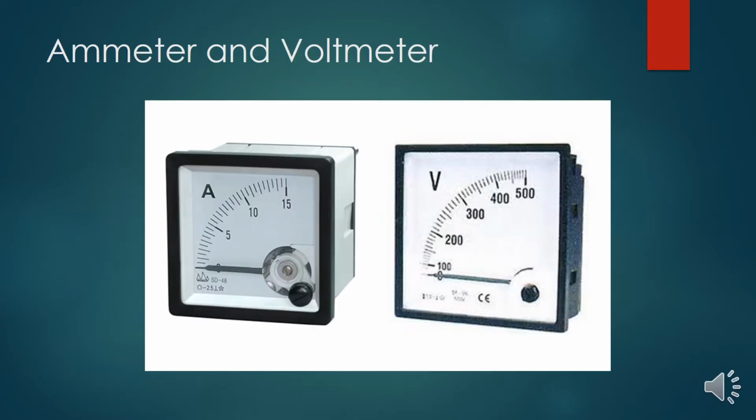Here you can see the pictures of an ammeter and the voltmeter. Ammeter is used to measure current, so it will be having a scale, and you will learn in practical classes how to find out the range, least count, and how to read an ammeter. And remember, ammeter should be connected in series.